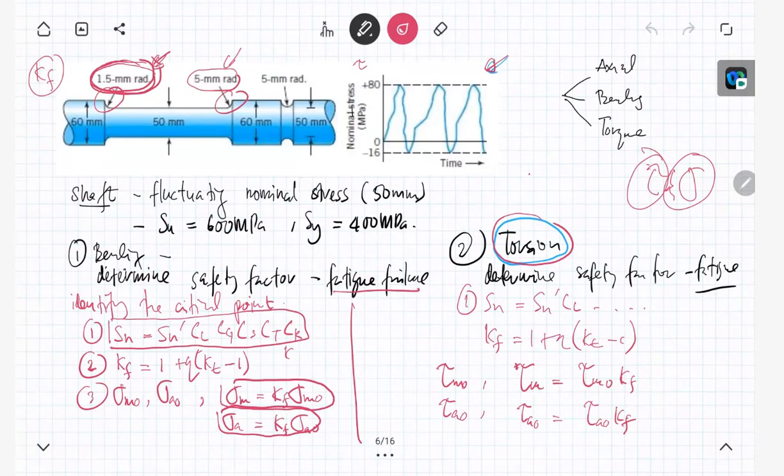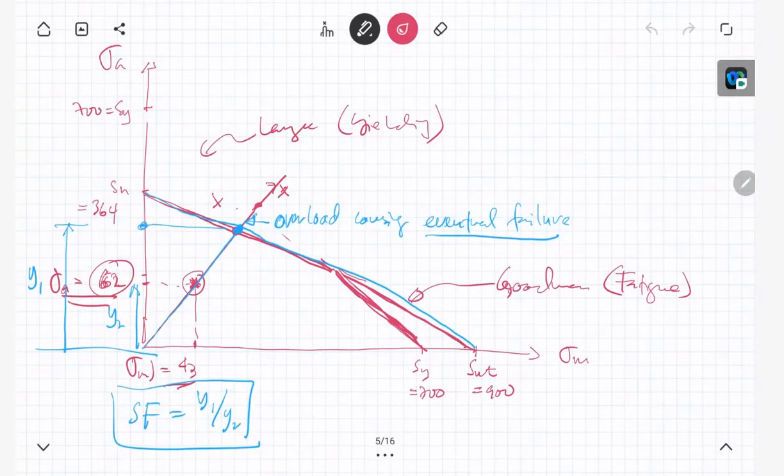So kalau torsion, shear stress, so the graph, this is for bending. Kalau torsion, only torsion. So just change this A. Kalau lukis graph, so just tukar this one. Sama juga.